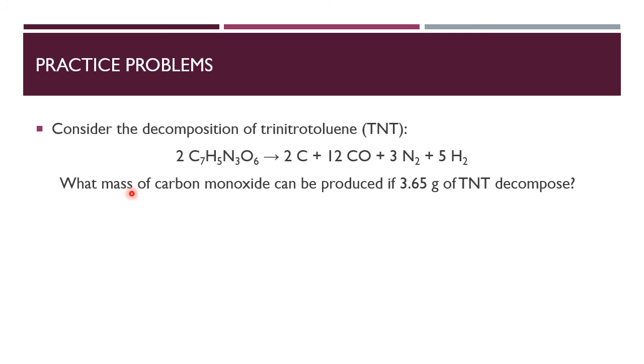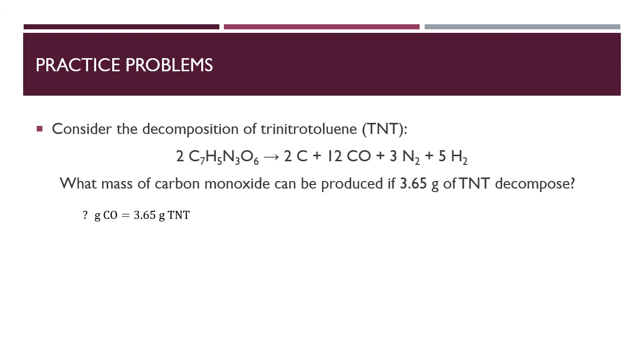So the question is, what mass of carbon monoxide, so find your carbon monoxide, that's right here, what mass of carbon monoxide can be produced if 3.65 grams of TNT decompose? And again, here's your TNT right here, the trinitrotoluene. So instead of writing out C7H5N3O6 all the time, I'm just abbreviating it TNT to make it a little easier to look at. So this is just another gram, mole, mole, gram problem.